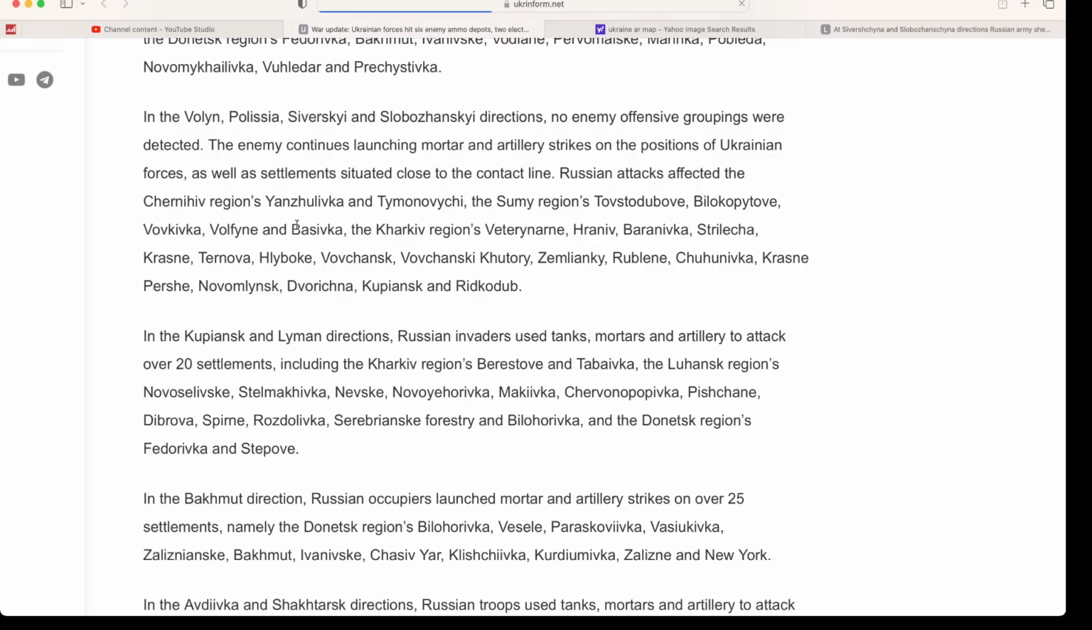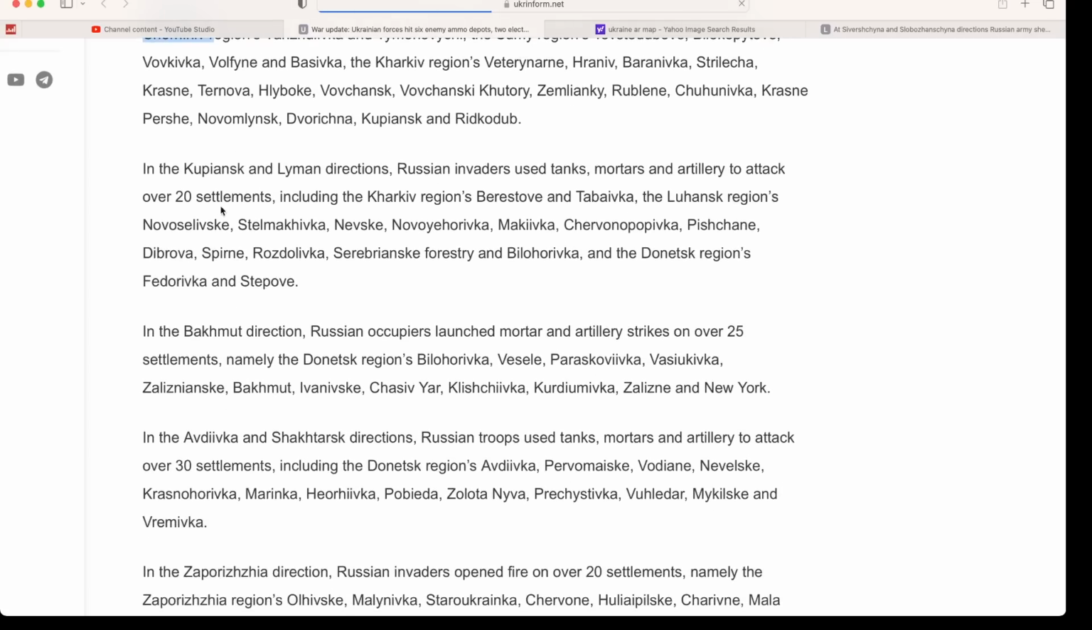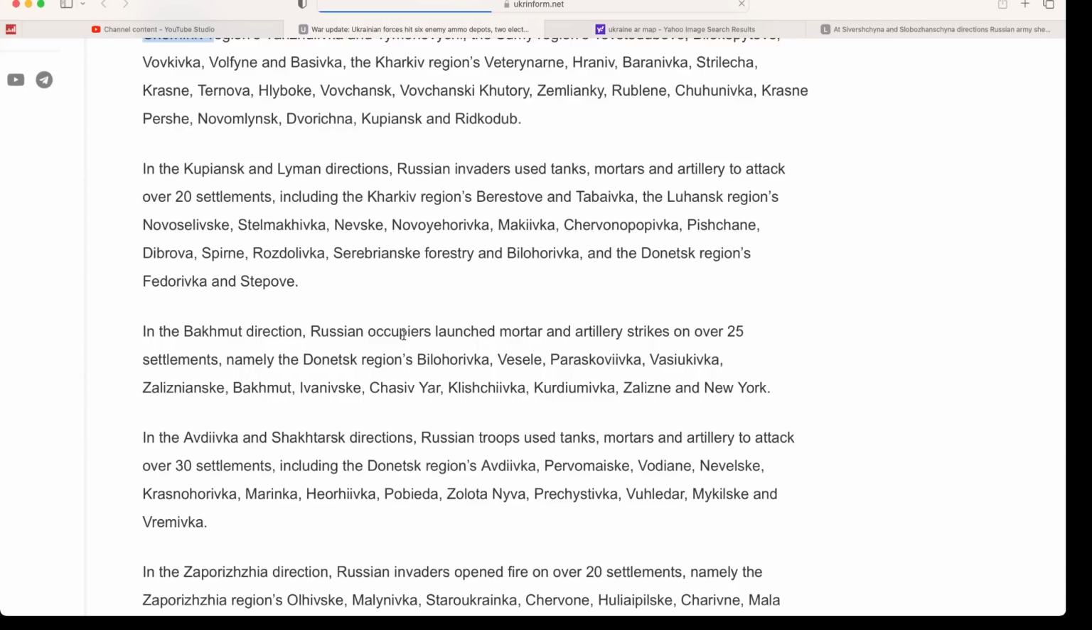All right, so the enemy continues launching mortar and artillery strikes on the positions of Ukrainian forces, as well as settlements situated close to the contact line. Russia's attack affected the Chernihiv Oblast. And then we go here, and in the Kupiansk and Liman directions, so Liman is right here, so this is the Kupiansk-Liman direction, so from here they come back down here. Russian invaders used tanks, mortars, and artillery to attack more than 20 settlements, including in the Kharkiv region, and they give you some settlements, and Donetsk region.